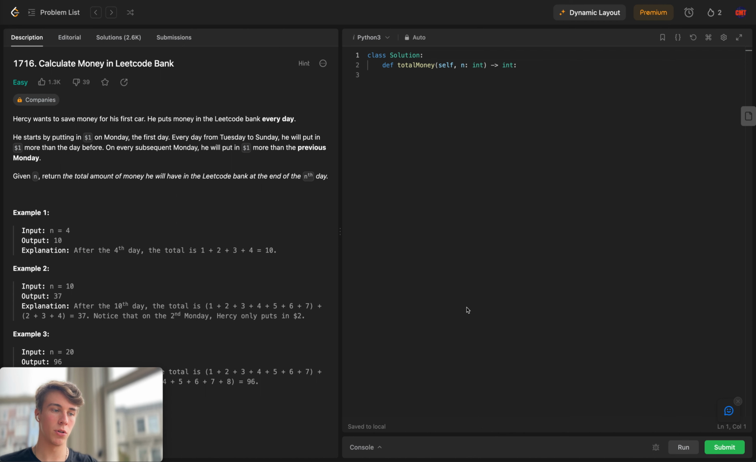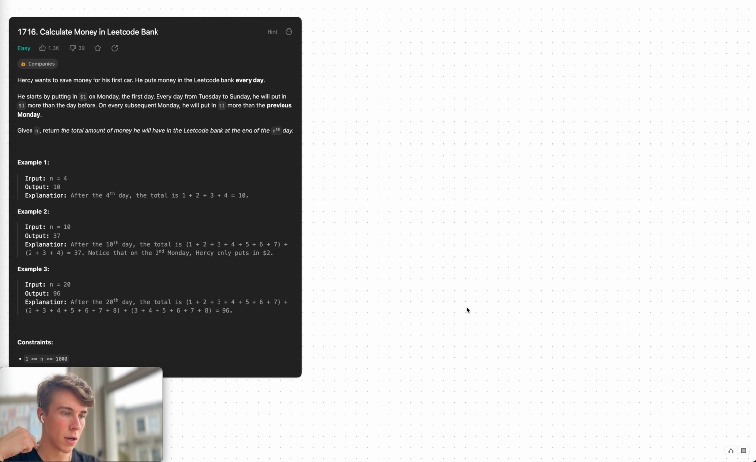Today we'll be solving question 1716, calculate money in Leetcode bank. Let's get straight to the question. Hersey wants to save money for his new first car. He puts money in a Leetcode bank every single day. He starts putting $1 on Monday, the first day. Every day from Tuesday to Sunday, he will put one more than the day before.